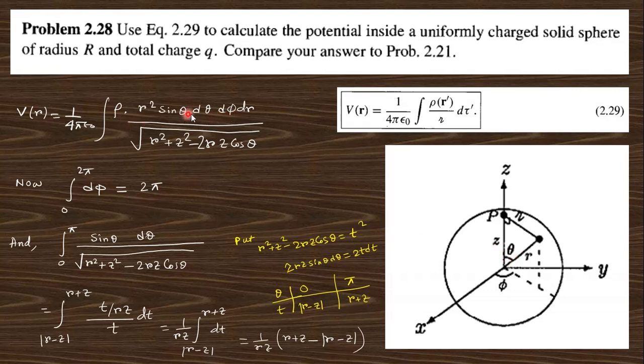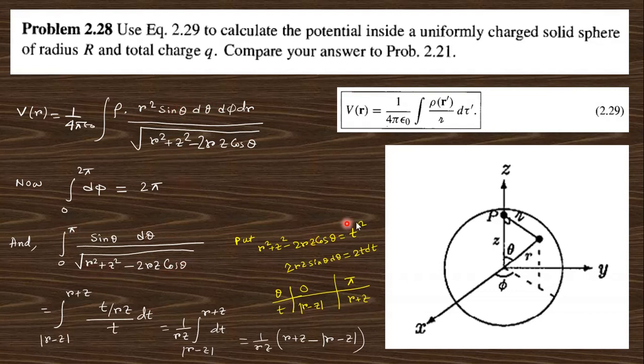Here there is a volume integral, with dθ, dφ, dr, so there are three integrals. The integration of dφ will be 0 to 2π, which gives you only 2π. Now integrate with respect to θ, and then with respect to r, because in the θ integrand there is r. So the limit of θ will be 0 to π, sin θ dθ, and the square root of this.